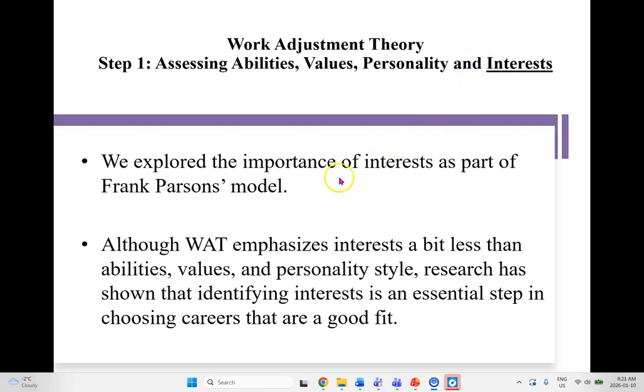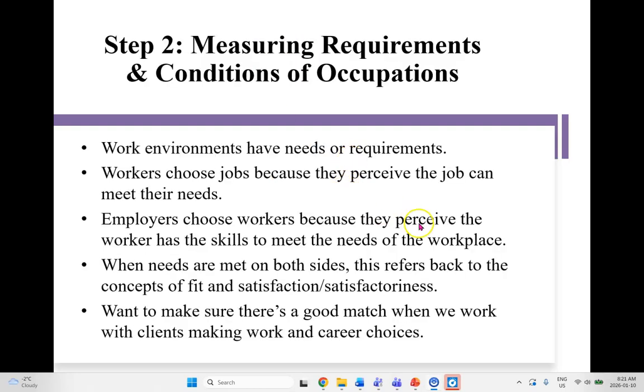And then lastly, interests. We explored the importance of interests as part of Frank Parsons' model. And although this theory emphasized interests a bit less than abilities, values, and personality, research has shown that identifying interests is an essential step in choosing careers that are a good fit. So we do want to emphasize interests just as equally as we emphasize these other factors.